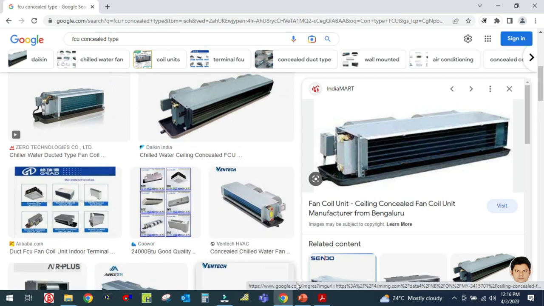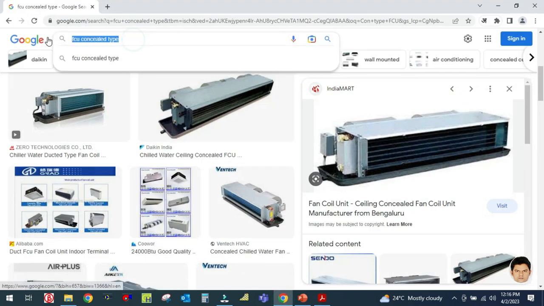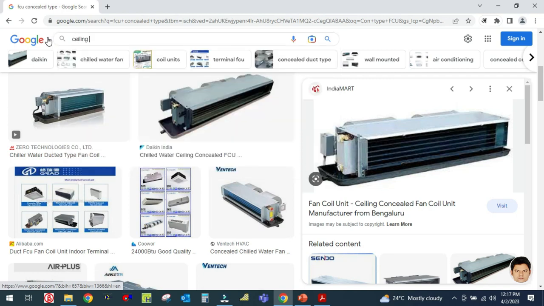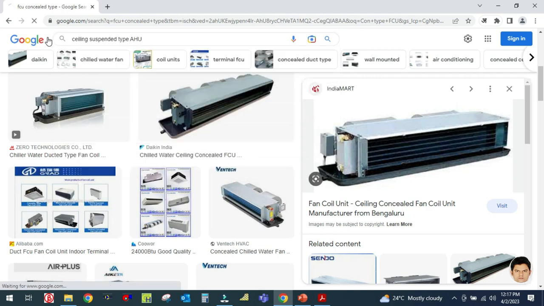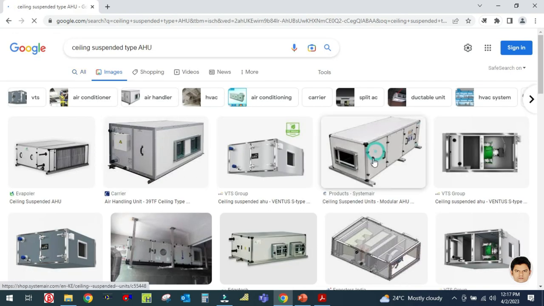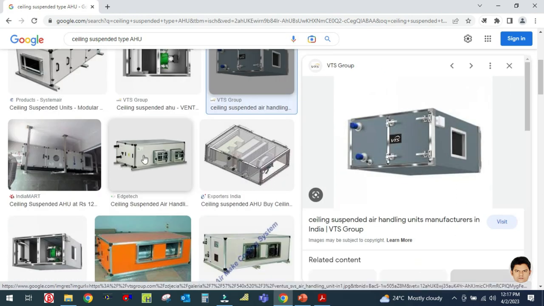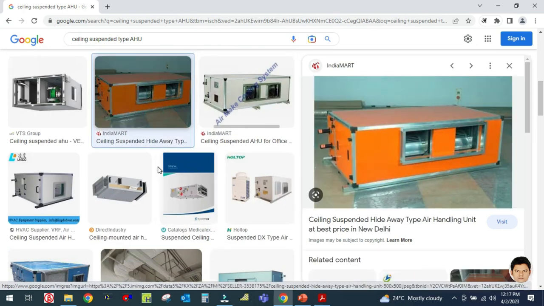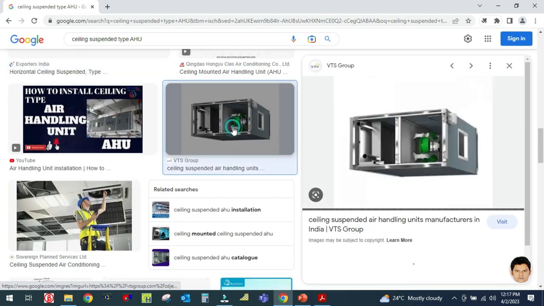Okay, so next in this AHU, the ceiling suspended type AHU. So let me search here, I will show you how it looks like. These are the ceiling suspended type. This is ceiling suspended type AHU. See, all these are ceiling suspended type AHU.